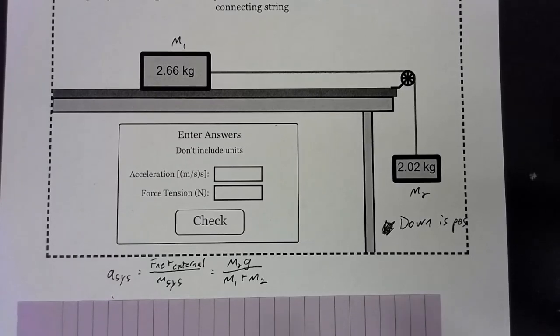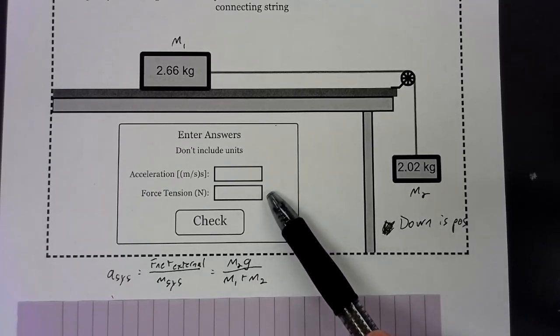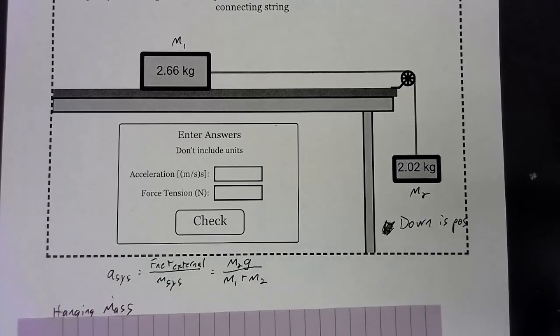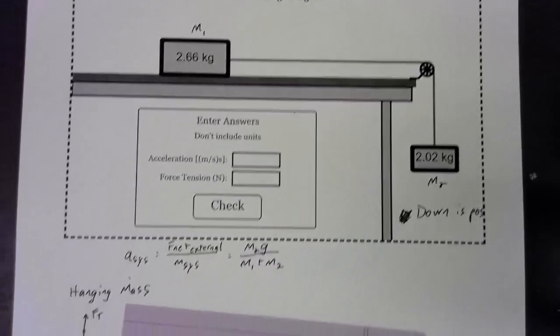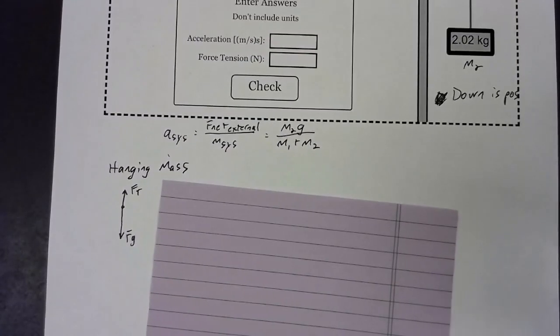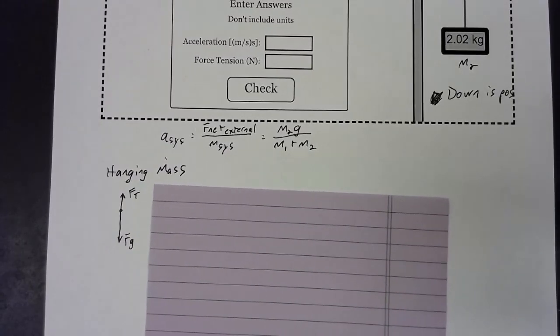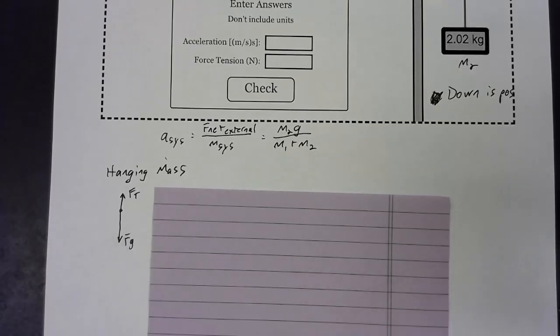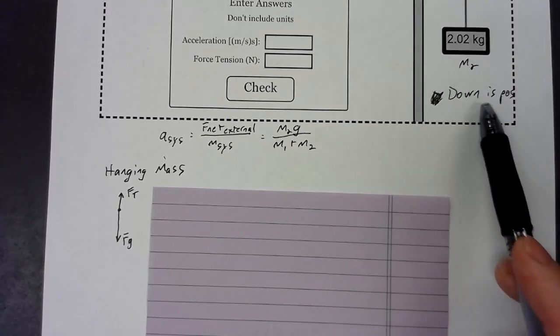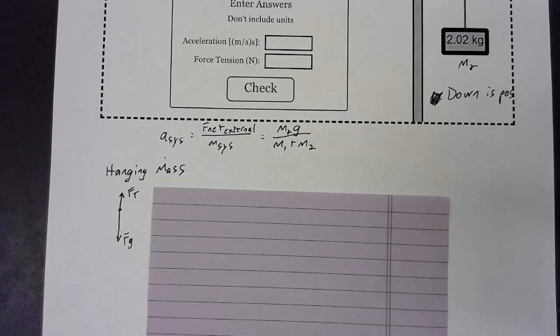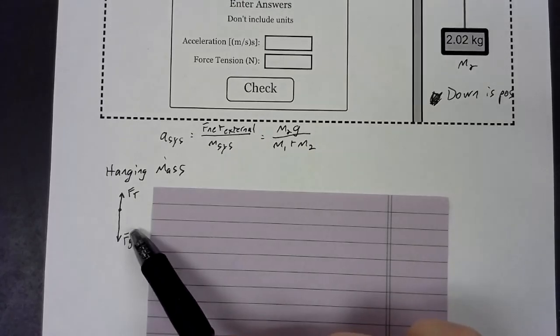So then the next part is that we need to find the force of tension. This can be a little bit more challenging, so let's do a free body diagram for this. So for the hanging mass, we have tension up and we have gravity down. These should be straight up and straight down, but we know that the system is going to accelerate this way, so gravity has to be greater than tension. We drew that in our diagram here.